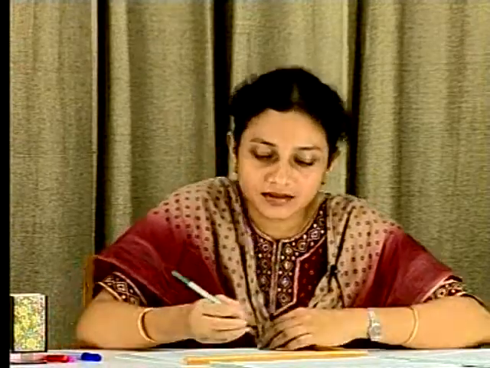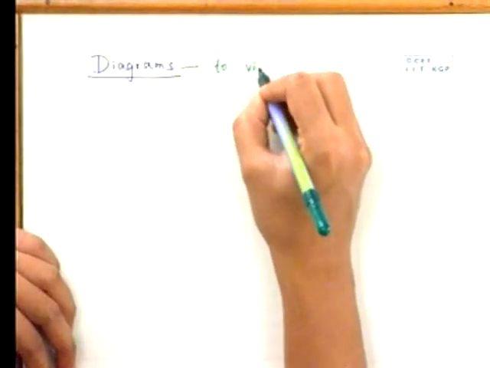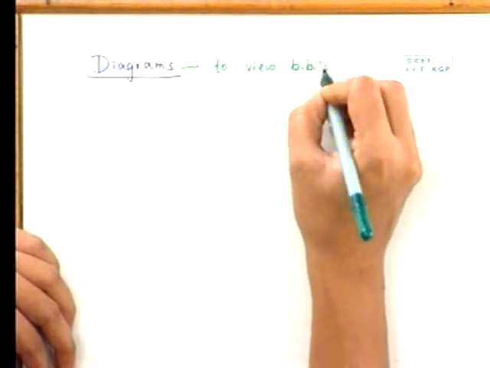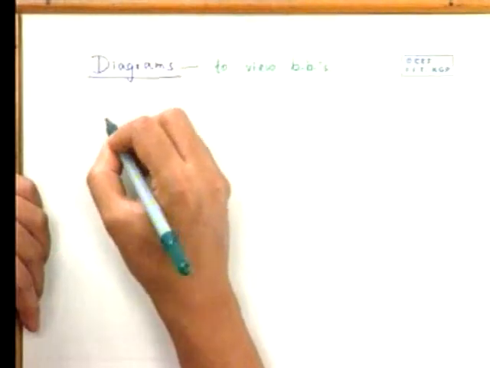So why are diagrams useful? Diagrams are used to view building blocks. What are the building blocks? Classes, interfaces, collaborations, nodes, etc. And diagrams are used to view these things. So we use diagrams to visualize the system from different viewpoints, from different perspectives. We use different types of diagrams. There are two major types of diagrams. One type provides a static view of the system, and another type provides a dynamic view of the system.